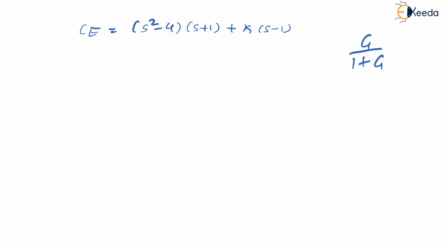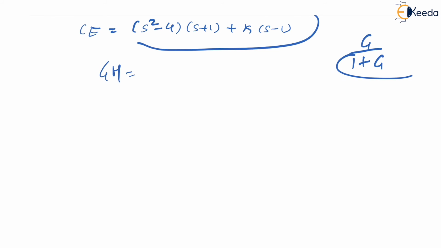If you see, what is the characteristic equation given here? The characteristic equation is nothing but s square minus 4 into s plus 1 plus k into s plus 1 s minus. Is that correct? Yes. Now, if you check out, this is nothing but G upon 1 plus G. Is that correct? Which means this denominator is nothing but 1 plus G only. Is that correct?